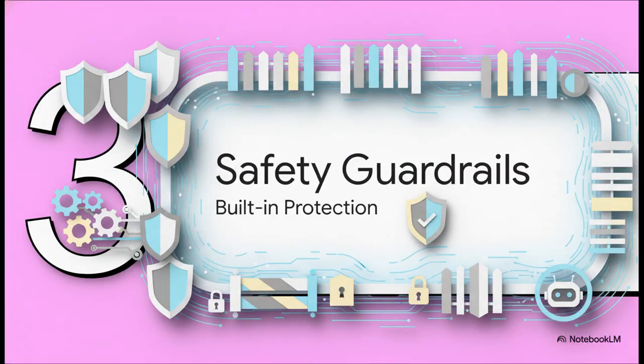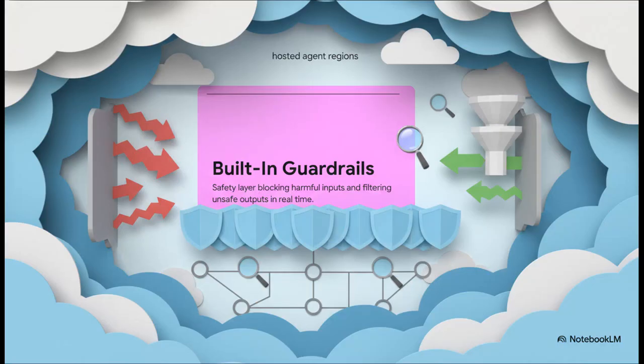Next up, Section 3, built-in safety guardrails. Think about what this definition actually means in practice. An integrated safety layer that blocks harmful inputs and filters unsafe outputs in real time. Before this update, if you wanted your agent to be safe and responsible, you had to build custom middleware from scratch. You had to stand up a separate endpoint, intercept all the requests, handle the nightmare of streaming edge cases. It was a huge chore.